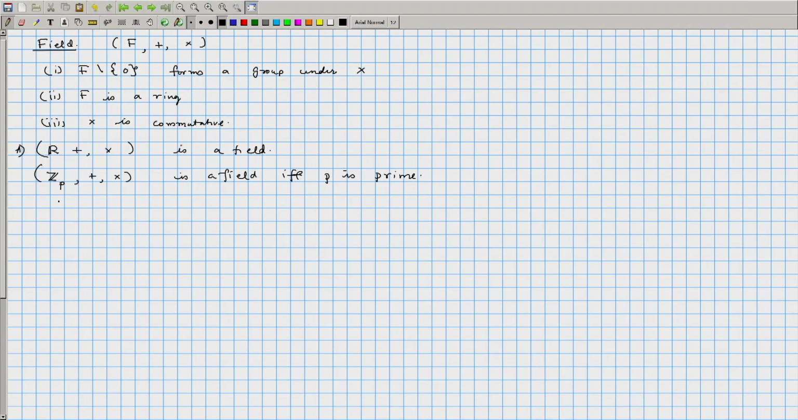Can there be a field of size 6? Can there be a field of size 9 and so on? These are important questions and we will see the answers to some of these questions. So, let us first look at some examples of fields. So, let us look at matrices.